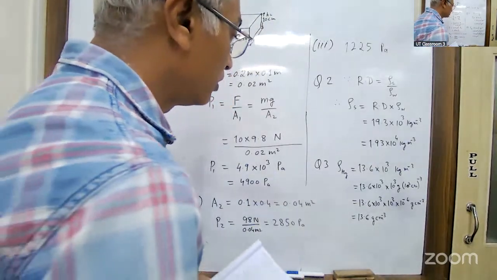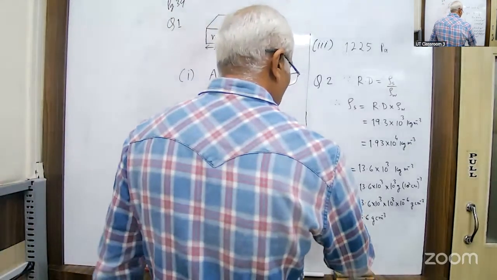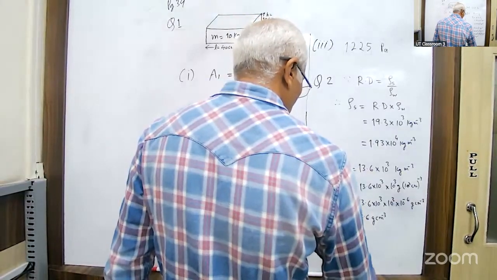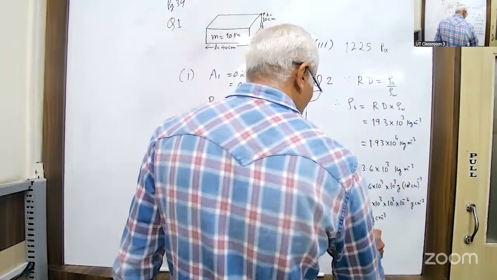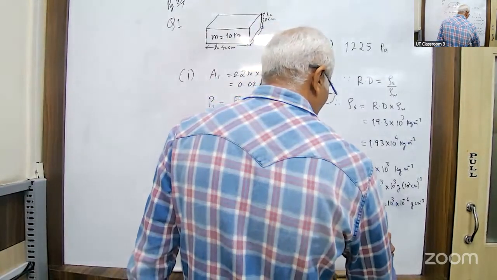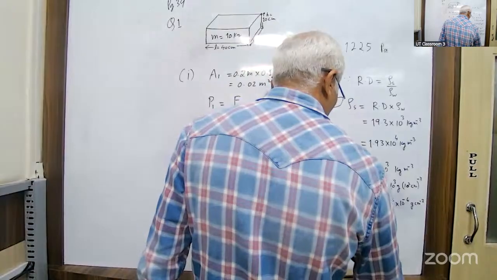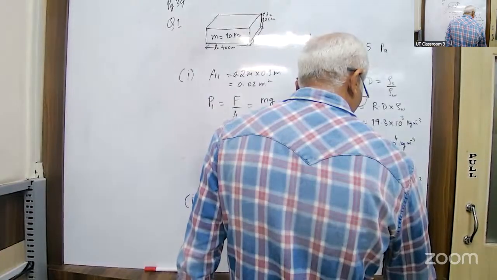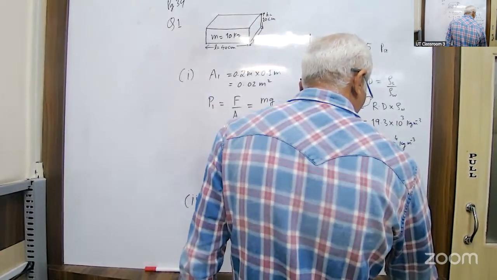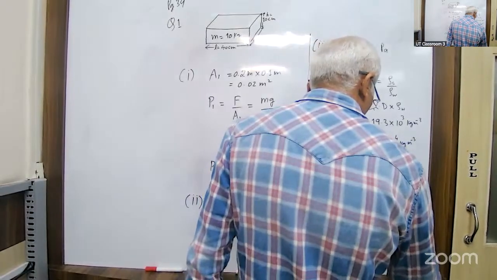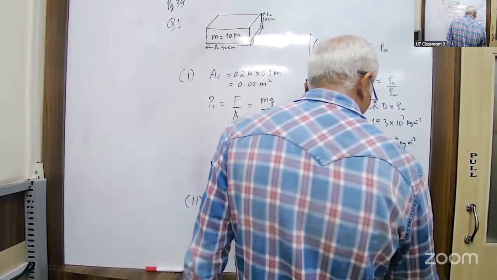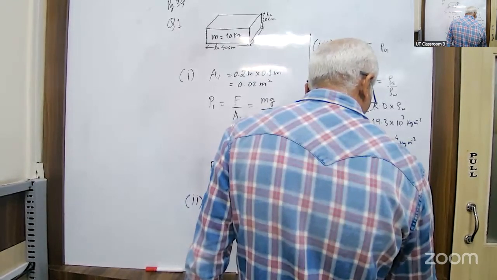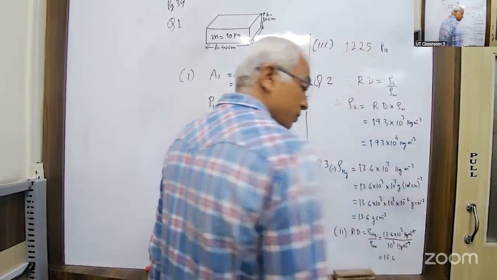What is its relative density? So relative density is equal to density of mercury divided by density of water. Density of mercury is 13.6. Density of water is 1. So this will be just 13.6. Just the number. No units.